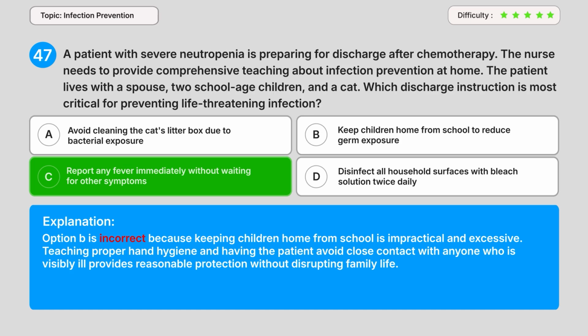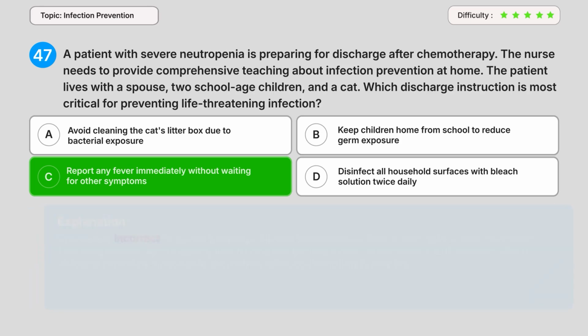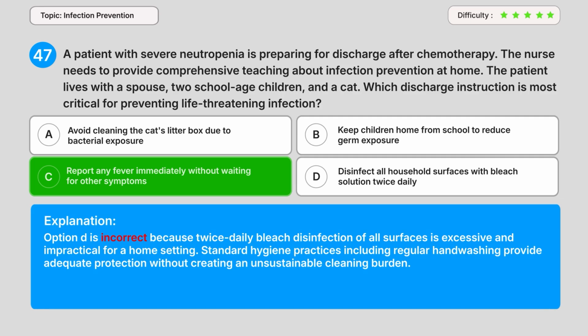Teaching proper hand hygiene and having the patient avoid close contact with anyone who is visibly ill provides reasonable protection without disrupting family life. Option D is incorrect because twice daily bleach disinfection of all surfaces is excessive and impractical for a home setting. Standard hygiene practices, including regular hand washing, provide adequate protection without creating an unsustainable cleaning burden.